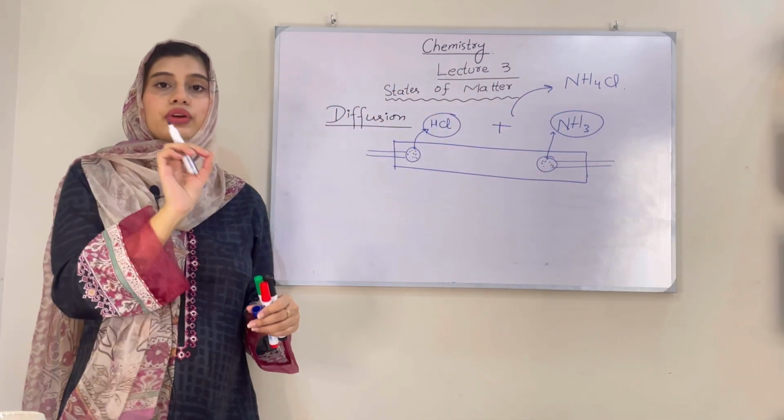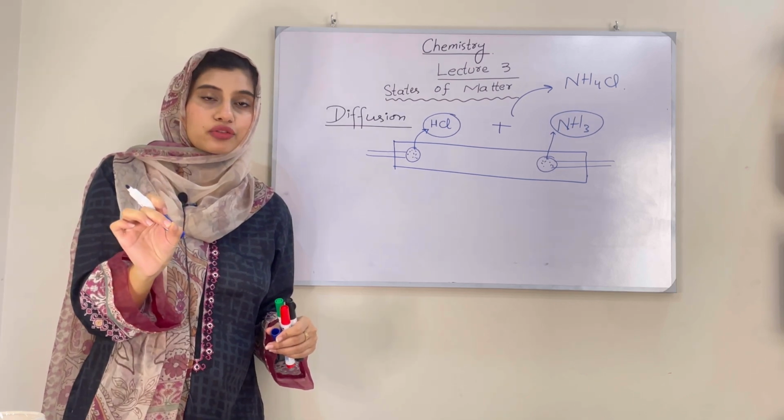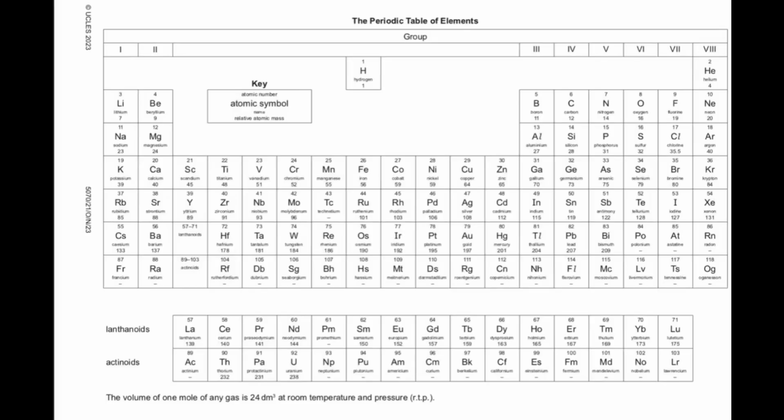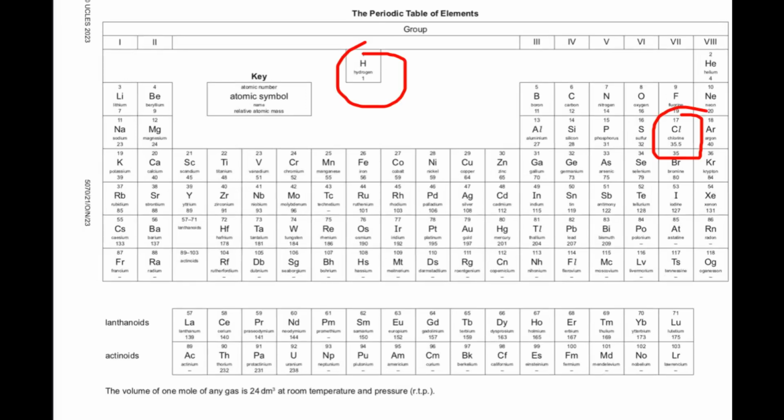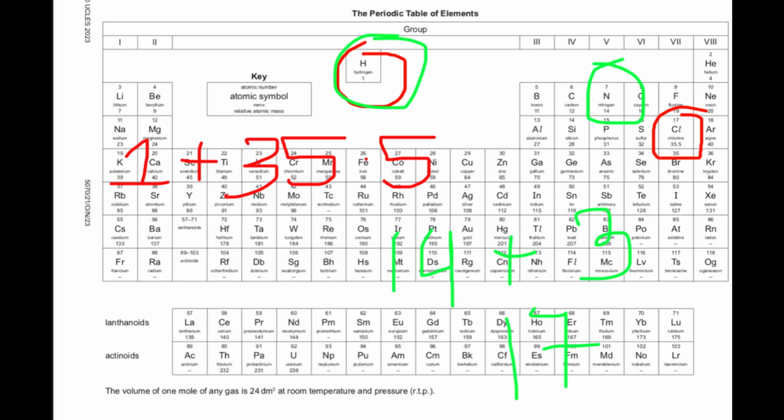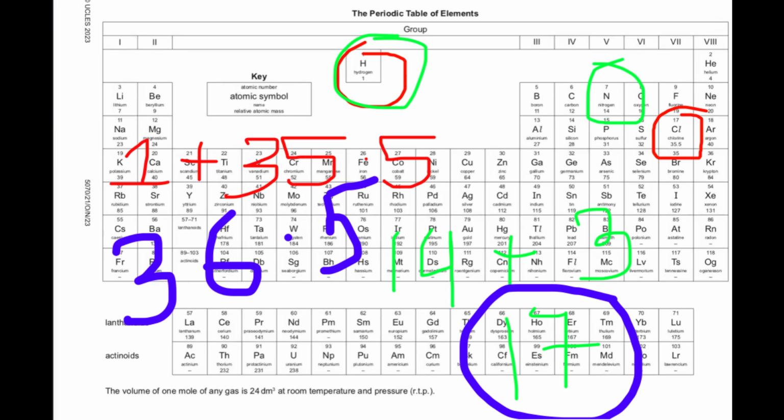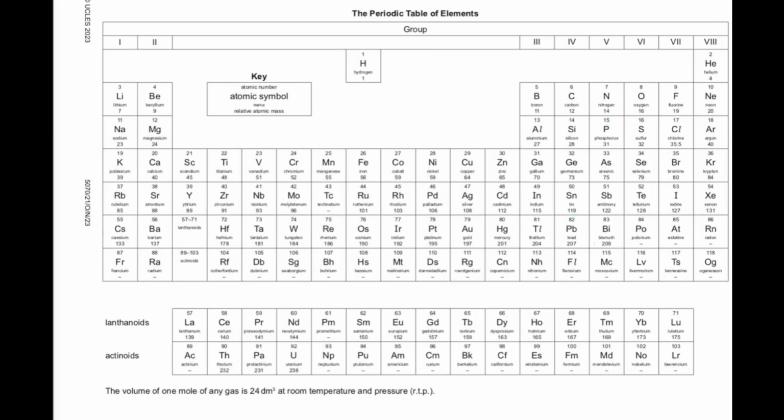Okay, now you have the periodic table in front of you. You can see each element has two values. One is lower and the other is higher. The lower one is the atomic number and the higher is the atomic mass. We are simply adding atomic masses and getting values. So 17 is for ammonia and 36.5 is for HCl. That means the more mass, the less diffusion; the less mass, the more diffusion. So you can find the rate of diffusion here.